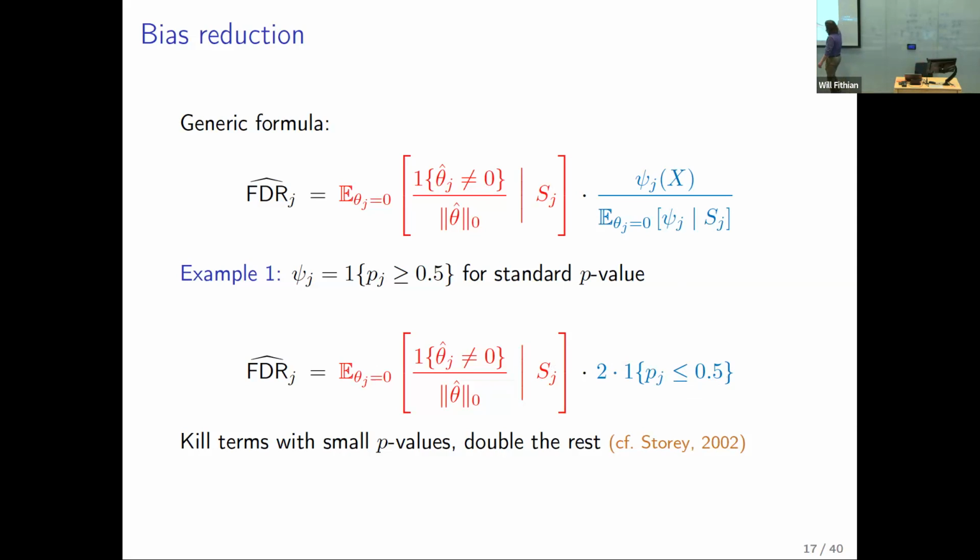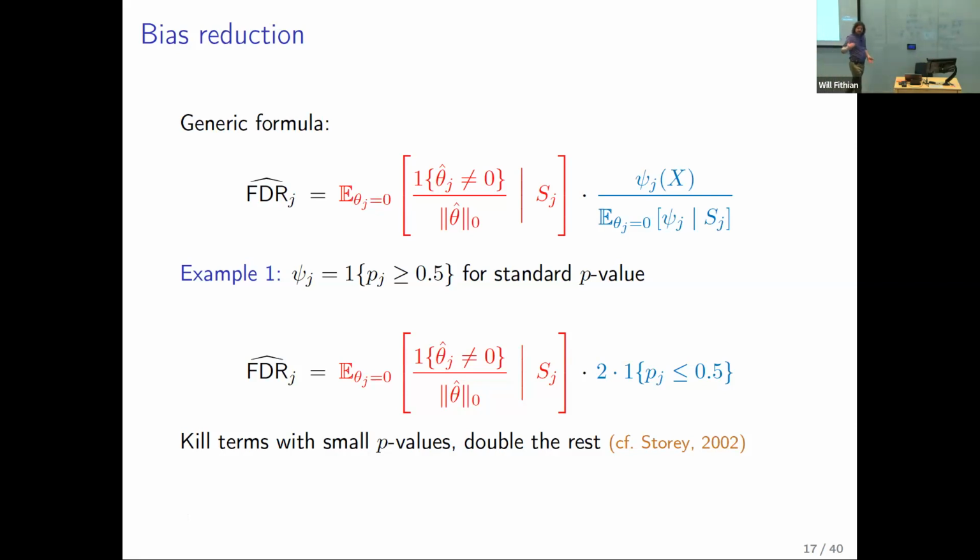So this, again, pj is some p-value for variable j. For a non-null, it's going to be small most of the time, and so we're going to kill the terms for which it's small. Again, I apologize, this should be greater than, not less than. So we kill all the terms whose p-values are below 1/2.